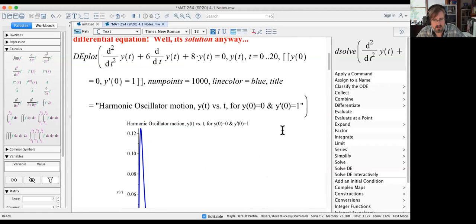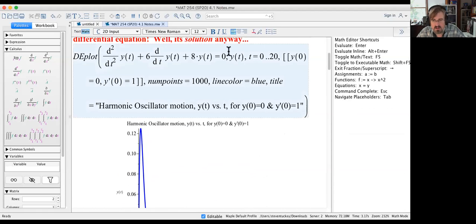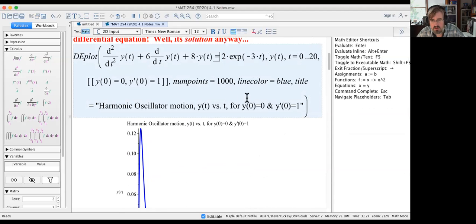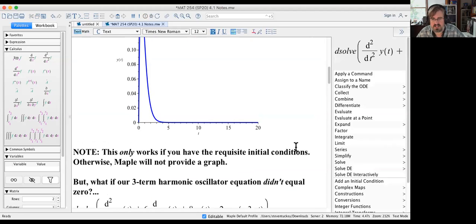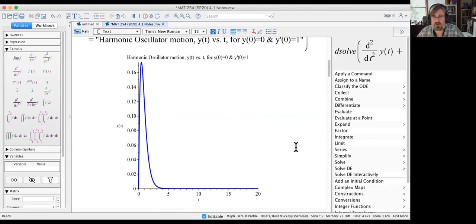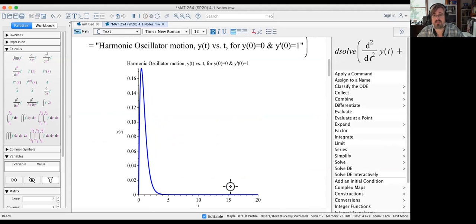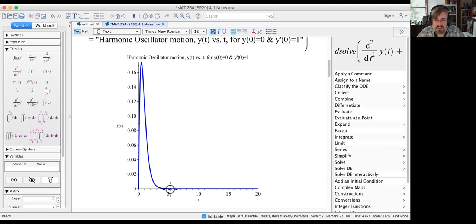But if instead we had this 2e to the -3t, it goes a little bit higher initially, but then dies out again. Because this thing is responding to that forcing function, but the forcing function is exponentially decaying with time. So by the time you get out here, the forcing function is practically 0. So for us, it doesn't look like there's much going on.